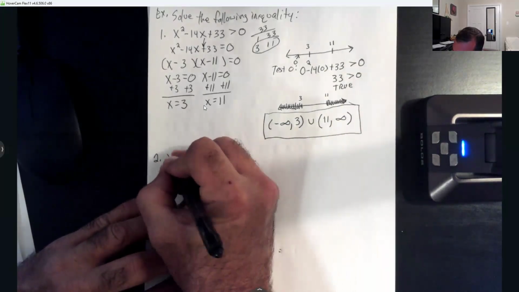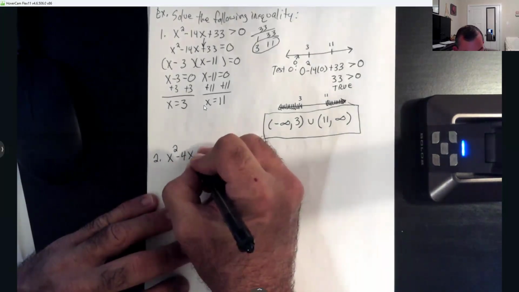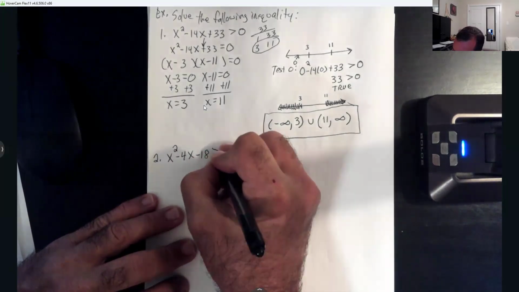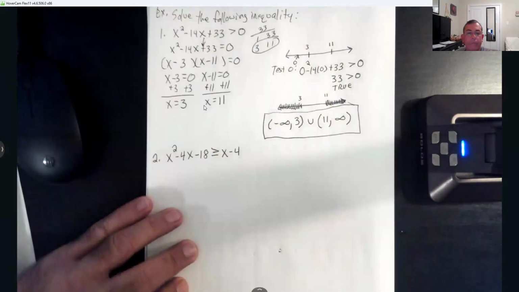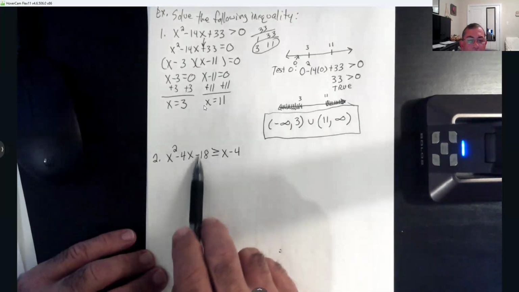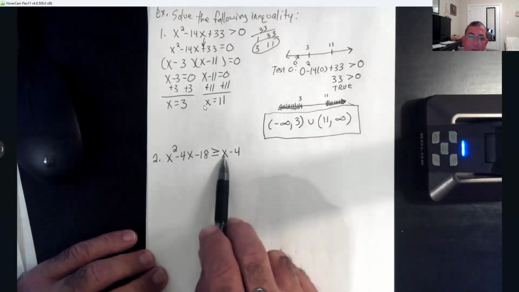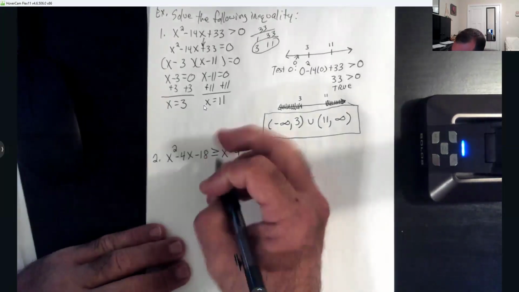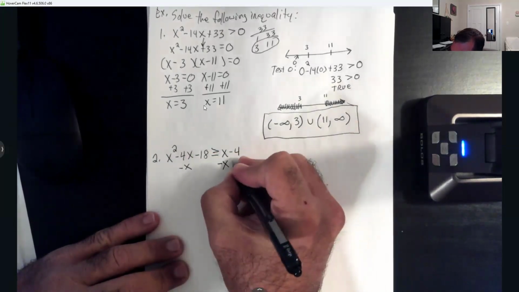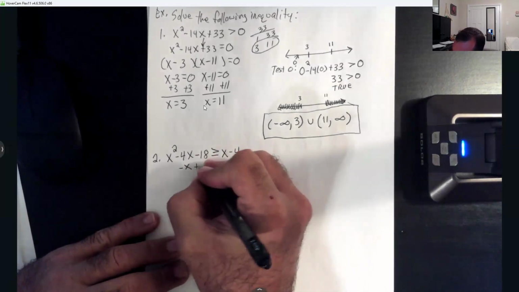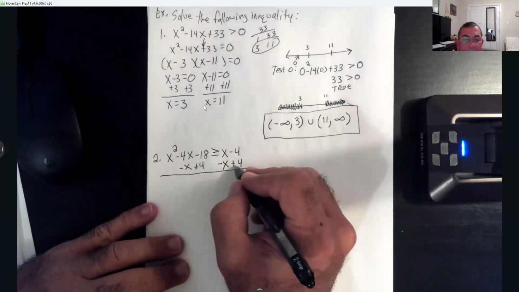All right, y'all, let's try this one. X squared minus 4x minus 18 is greater than or equal to x minus 4. So y'all, on this one, the first thing we got to do is get a 0 over here, because remember, we got to set them equal to 0. To get a 0 over here, I'm going to subtract an x from both sides, and I'm going to add a 4 to both sides. So add the opposites to both sides.